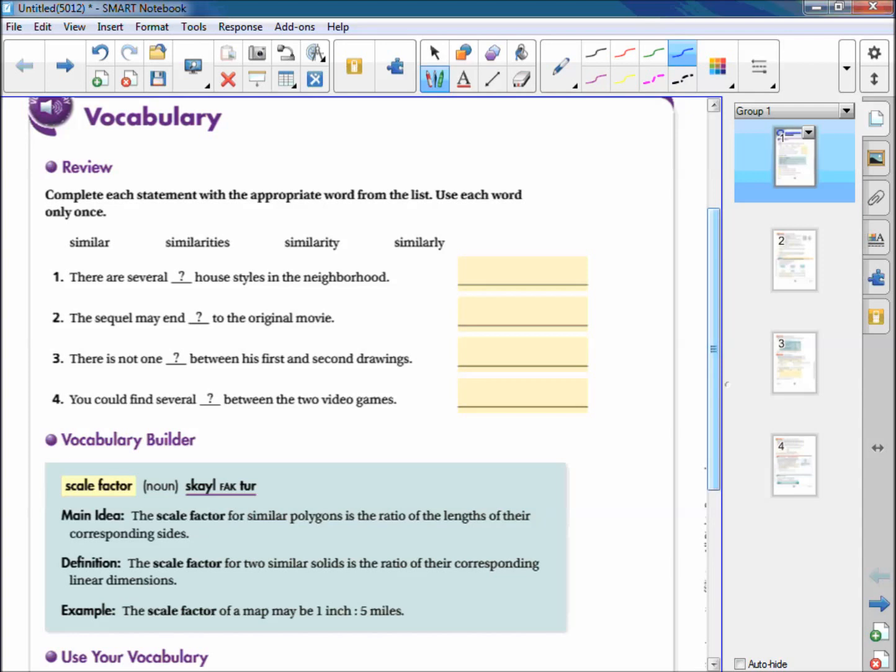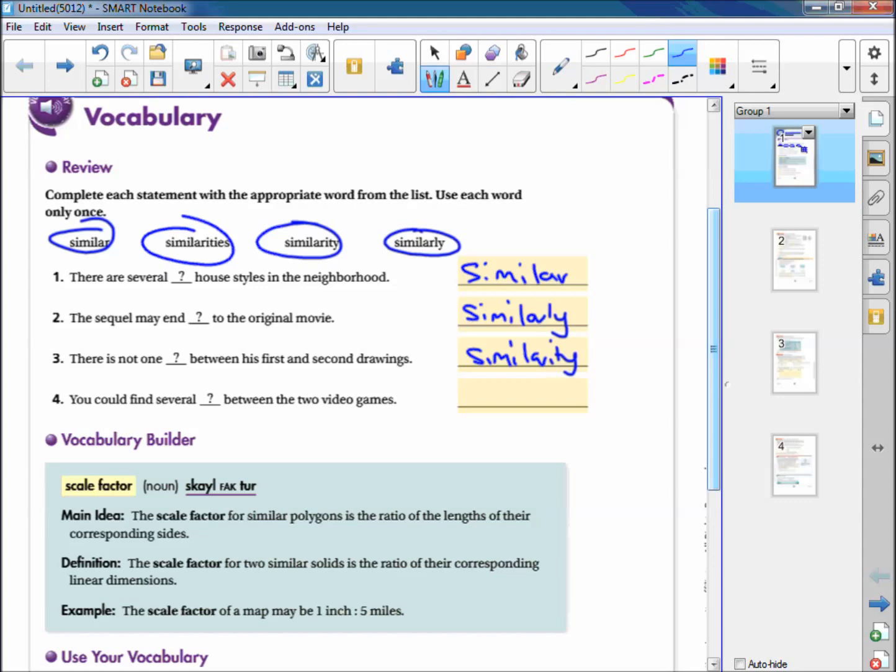So there are several similar house styles in the neighborhood. The sequel may end similarly to the original movie. There is not one similarity between the first and second drawings. And you could find several similarities between the two video games.